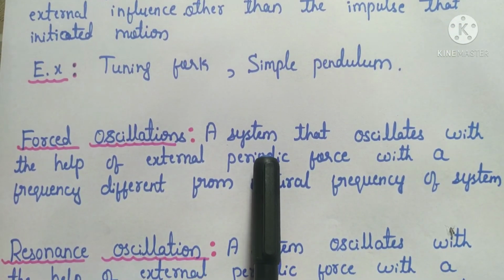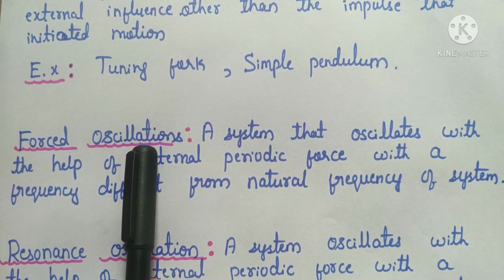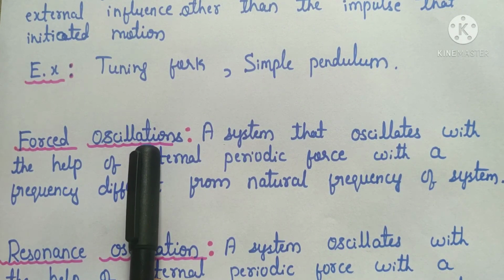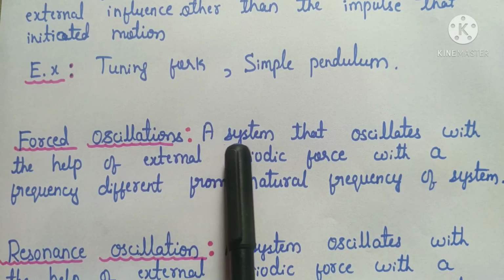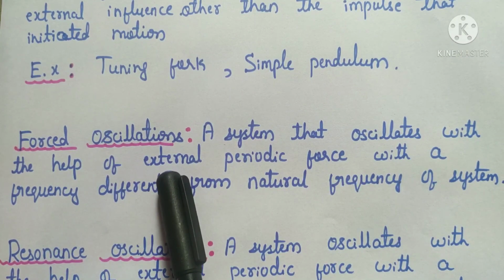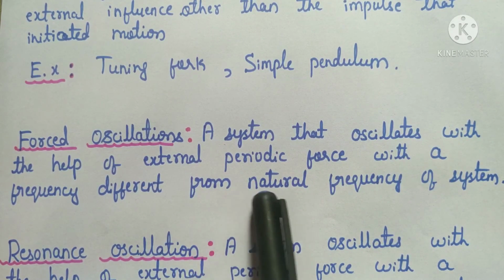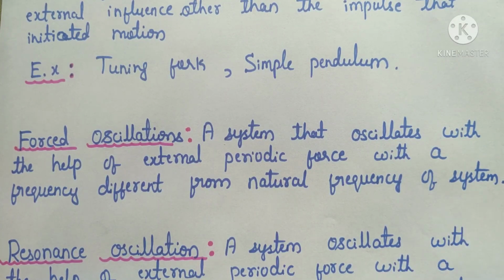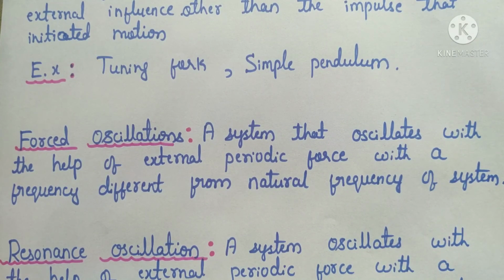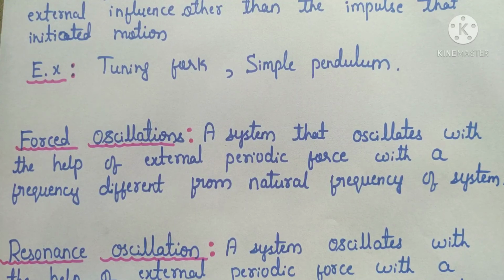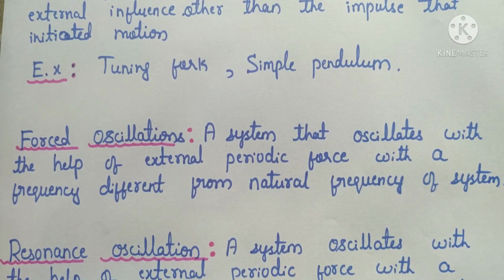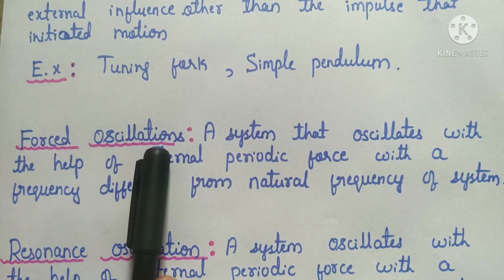The second type of oscillation is forced oscillation. Forced oscillation means the system needs the help of an external force. A system that oscillates with the help of an external periodic force with a frequency different from the natural frequency of the system. That means the system will oscillate only when we apply the external force on it, and it will oscillate with a frequency different from its natural frequency. Such oscillations are called forced oscillations.